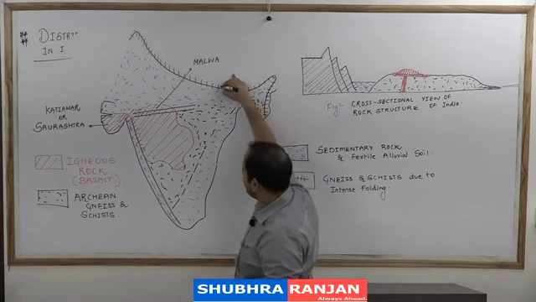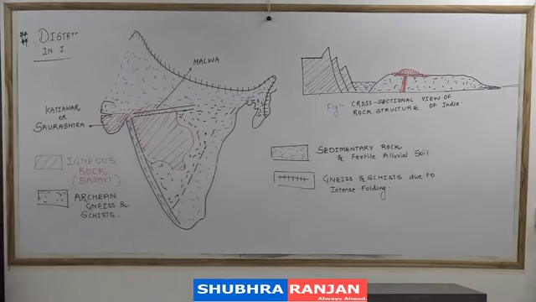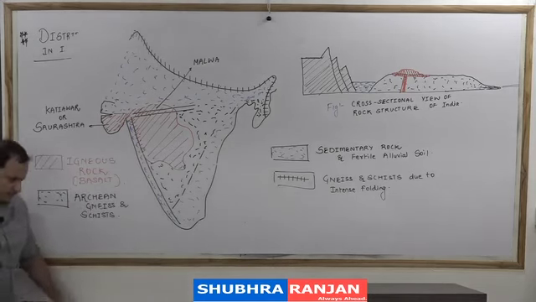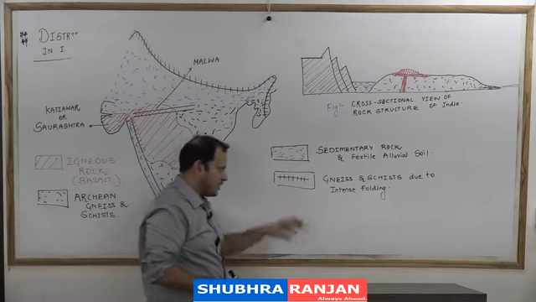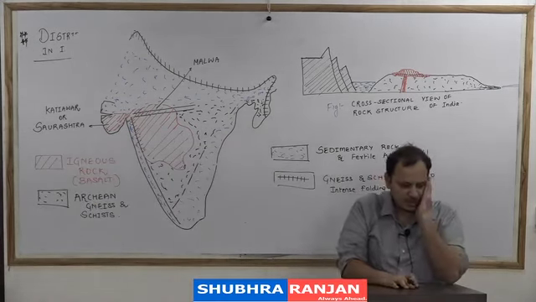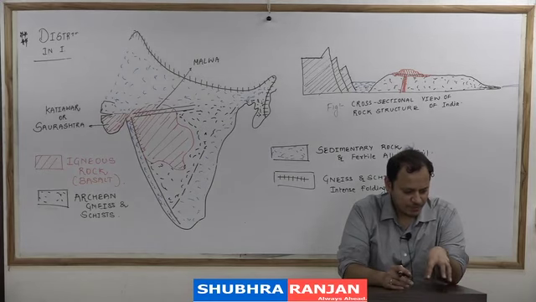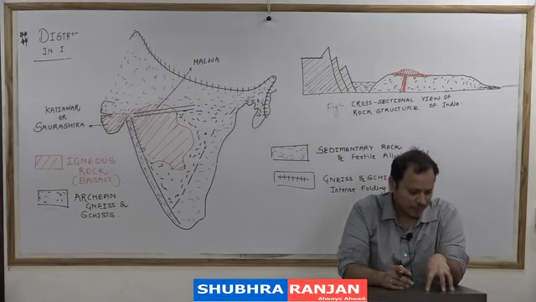Next point, Himalayas are made up of gneiss and schist, due to intense folding.